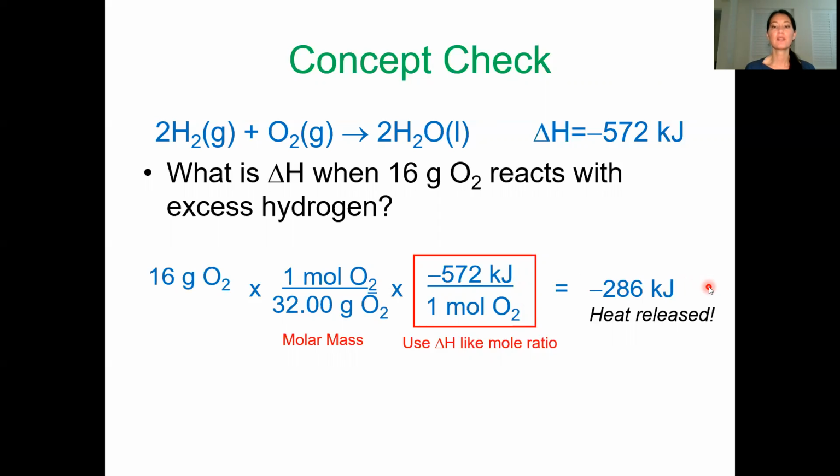So heat is released. This is also exothermic, which makes sense because we're still going in this forward direction, which overall releases heat. Okay, this is the end of part 1. Tune in later for part 2.